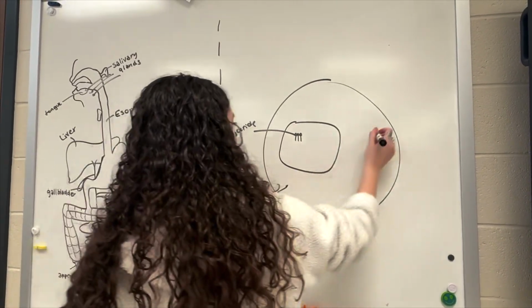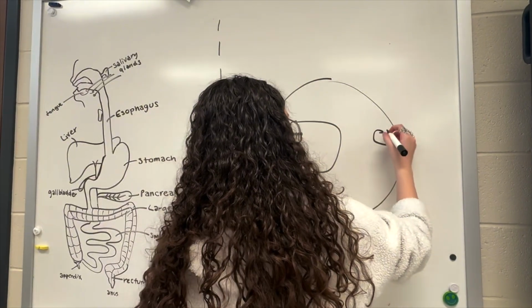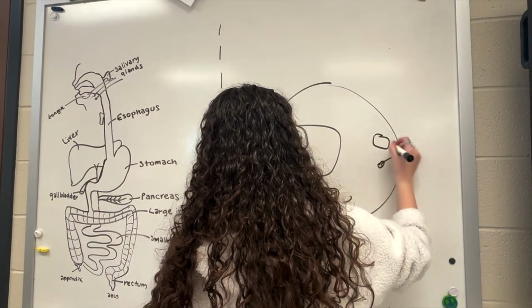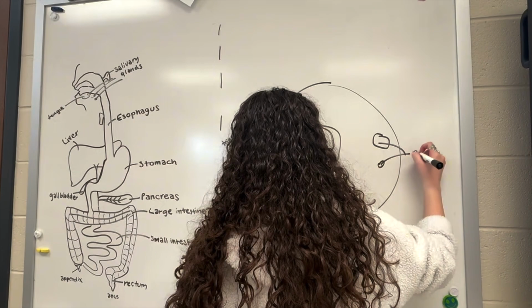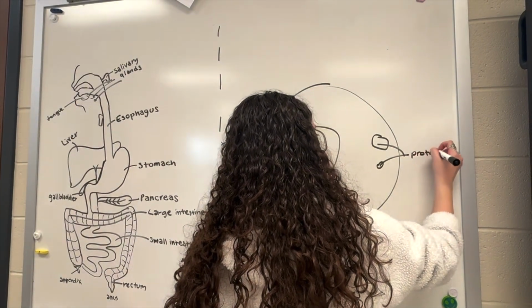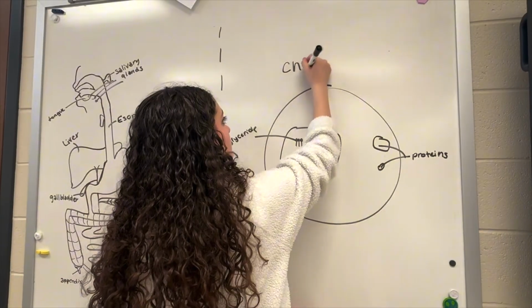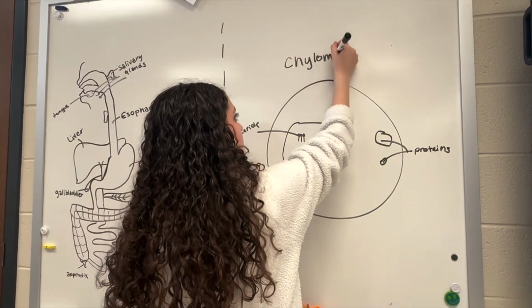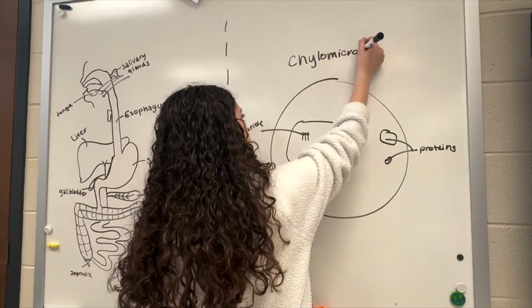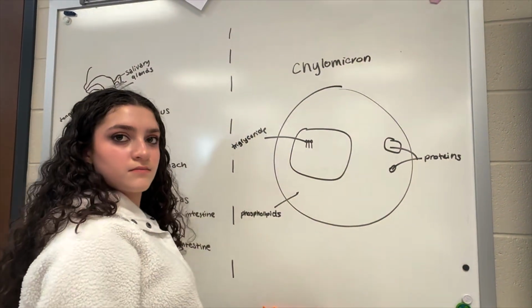Then we have the cholesterol, which is 1 to 3% of the chylomicron, and it will be used by the tissue or the liver for metabolism. Lastly, we have the triglycerides, which are 82 to 92% of what chylomicrons are made of, and get put into storage or get used for energy.